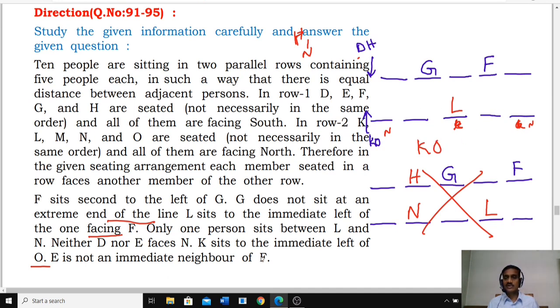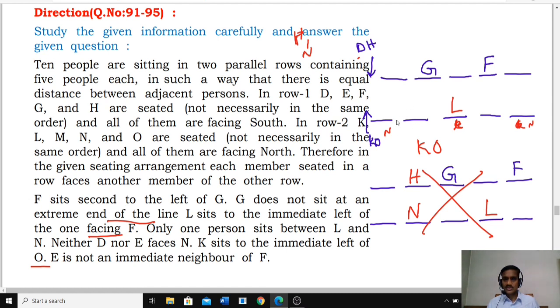E is not an immediate neighbor of F. Isn't it? No, E is not an immediate neighbor. Only one person, neither D nor E faces N. Neither D nor E faces N. K sits to the immediate left of O. As K is to the immediate left of O, then what is the possibility we have?